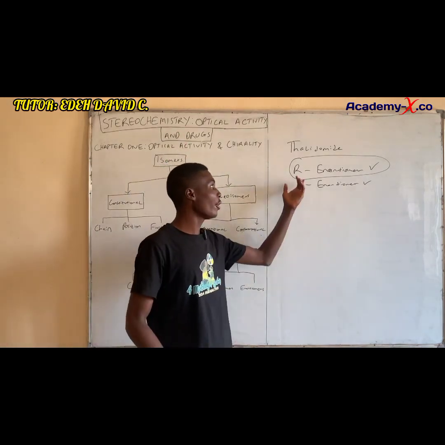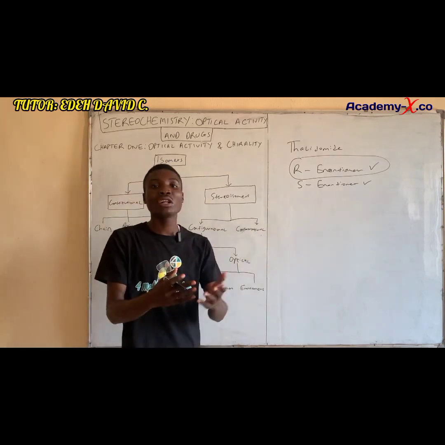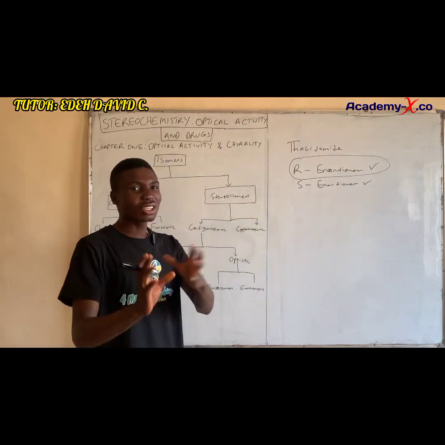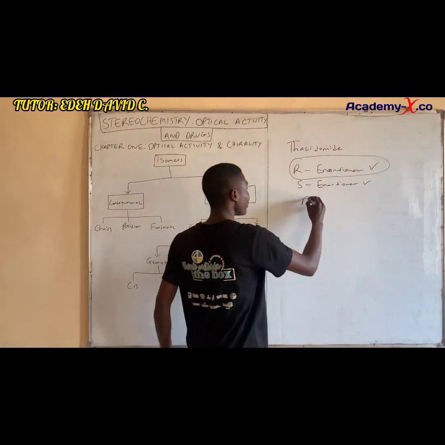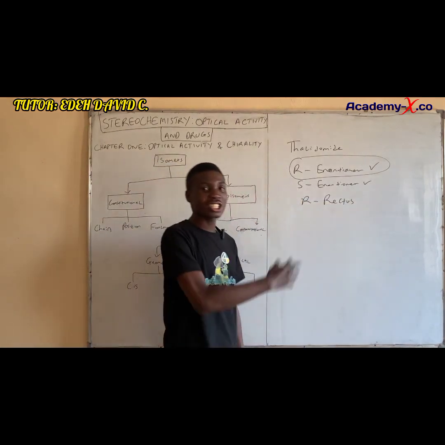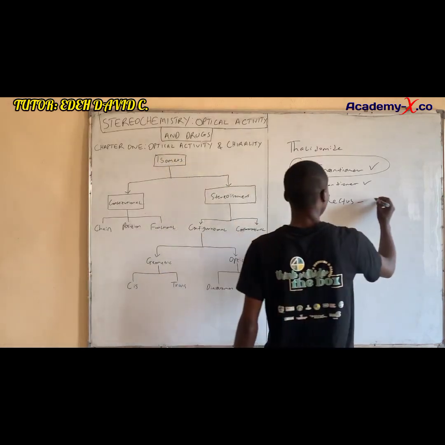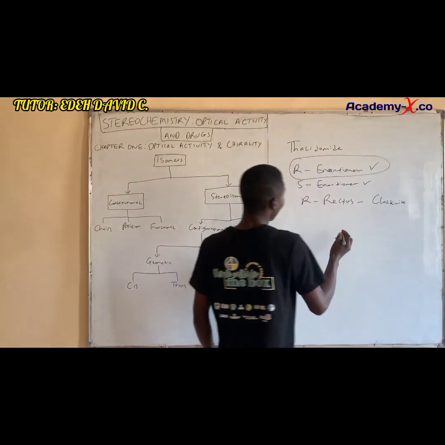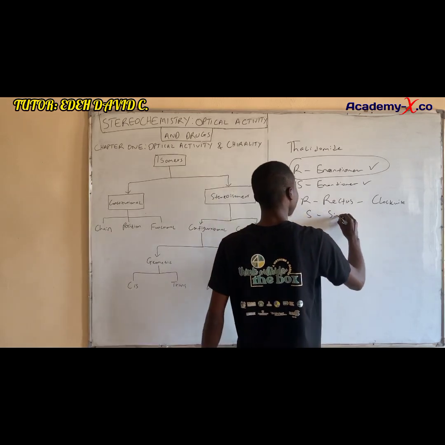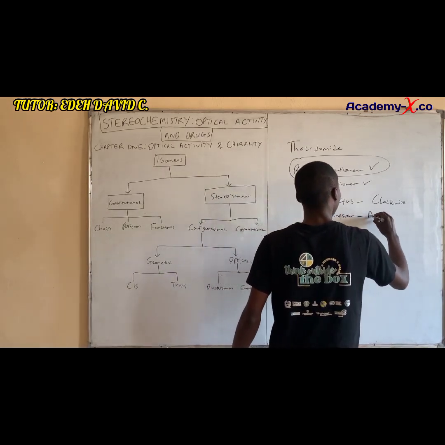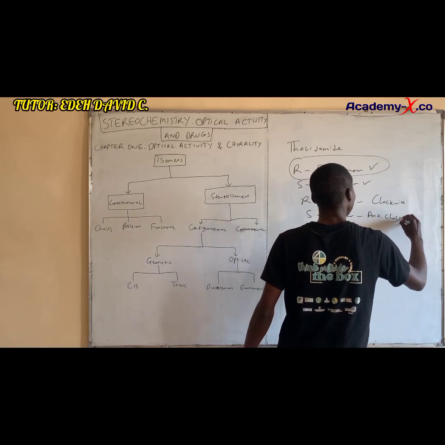Now, we talked about the R enantiomer and the S enantiomer. As we go on in this video, you will get to understand the idea of the R and the S. But just to give you a little insight, R is from the word rectus, which is right-handed, and it is actually clockwise. And then S is from the word sinister, and it's for anti-clockwise.